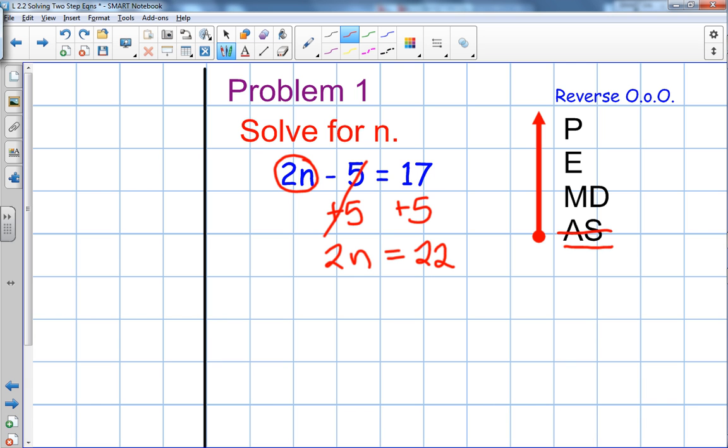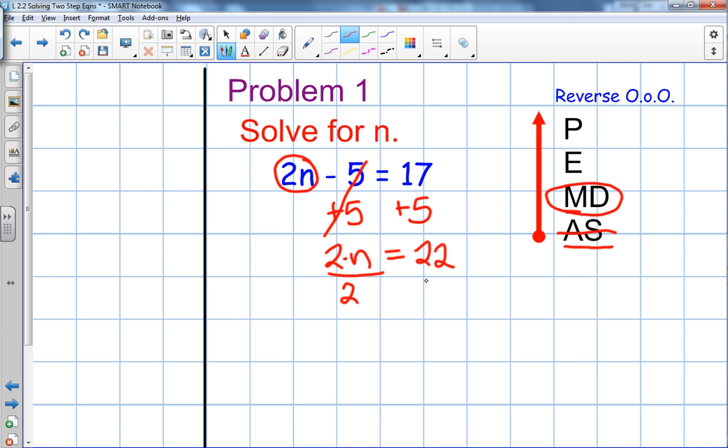So I've added or subtracted, and now I'm going to go up the order of operations and look at the next step, multiplication or division. Is there anything multiplying or dividing by the variable? And the answer is yes. 2n means 2 times n, so the opposite of 2 times n is divide by 2.